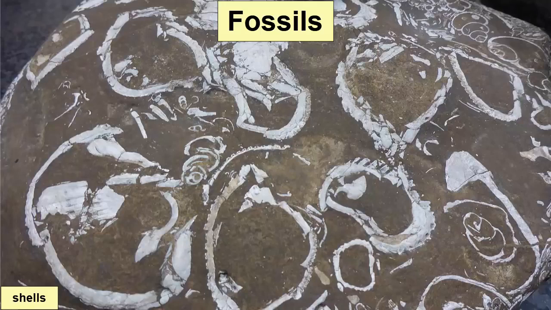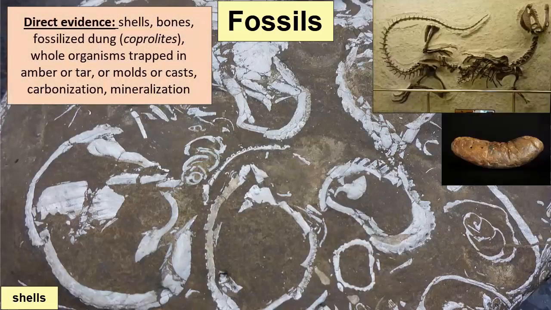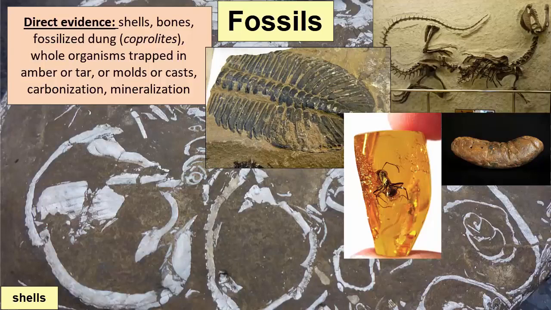Fossils are direct or indirect evidence that a particular organism lived in an area at the time the rock was formed. Direct evidence would be shells, bones, fossilized dung known as coprolites, whole organisms trapped in amber or tar, or molds or casts of the organism.